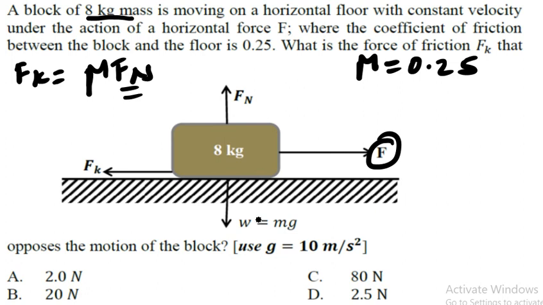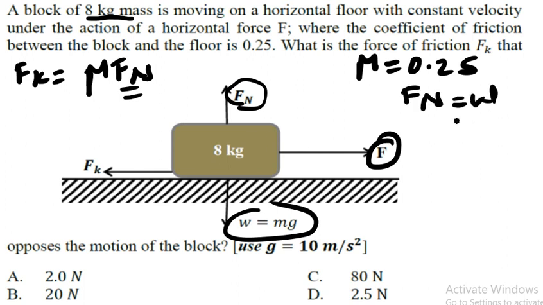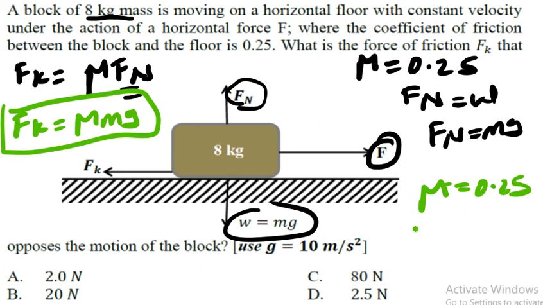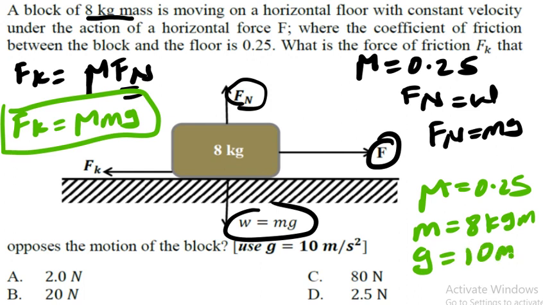But the normal force is the same as the weight, because the object is on a horizontal surface. So the normal force and the weight are equal. Normal force is equal to mg. Therefore, I can say the frictional force is equal to mu times mg. So now let us substitute everything we have. Don't forget, force of friction will be mu times mg. What is mu? It's given to you, 0.25. What is the mass? The mass of the object is 8 kilogram. And what about the gravitational acceleration? It is 10 meter per second square.